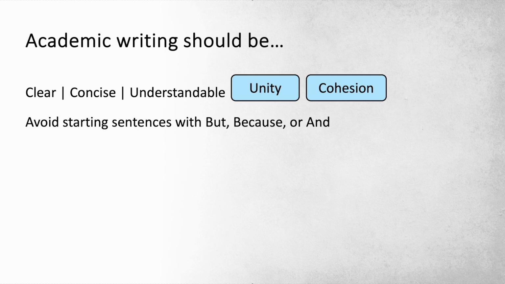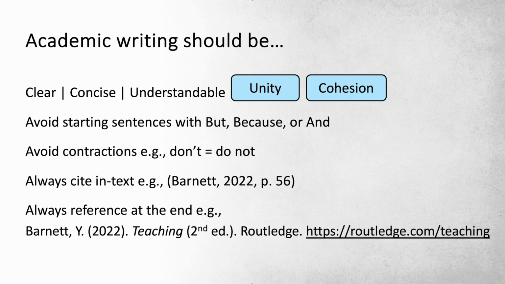Avoid starting sentences with but, because or and. They're just not strong enough. They're conjunctions. Avoid contractions. Don't would equal do not. Always cite in text. If you're unsure, head to the Academic Integrity Guide, the blue videos. Typically, it's a bracket with a surname, a year and a page number. If you're citing from the Department for Education, you would write Department for Education as opposed to a surname. And always make sure that every citation has a corresponding reference at the end.